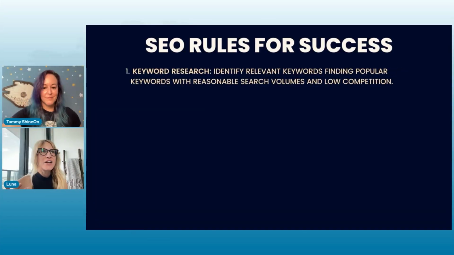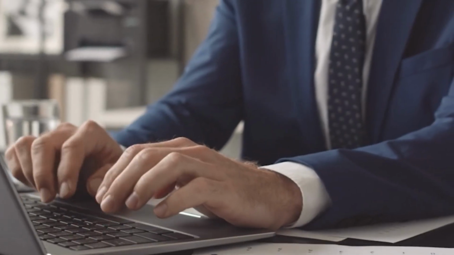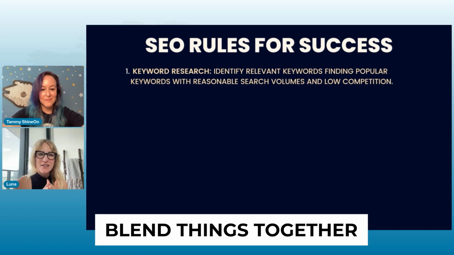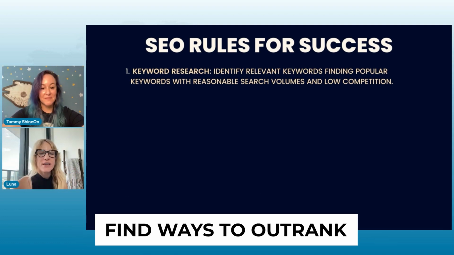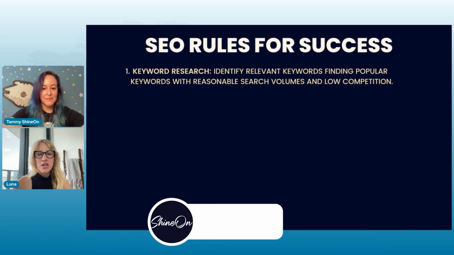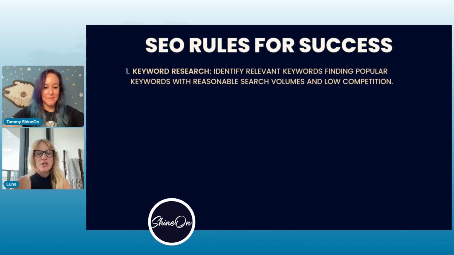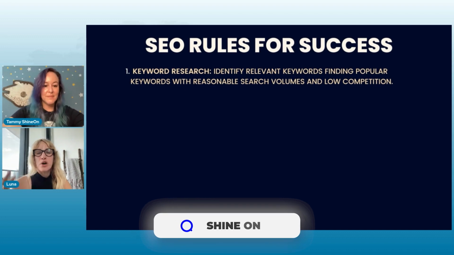However, it's not always completely ideal, because a lot of times when people only go after low competition keywords, they kind of get themselves out of opportunities. So my secret recipe is to blend things together, so you find ways to outrank. But overall, when you're starting out, definitely go for high search volume and lower or medium competition. And as you get more advanced, then you can go after high competition keywords.